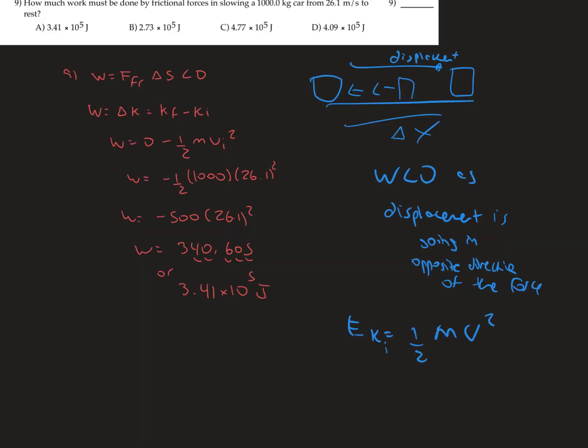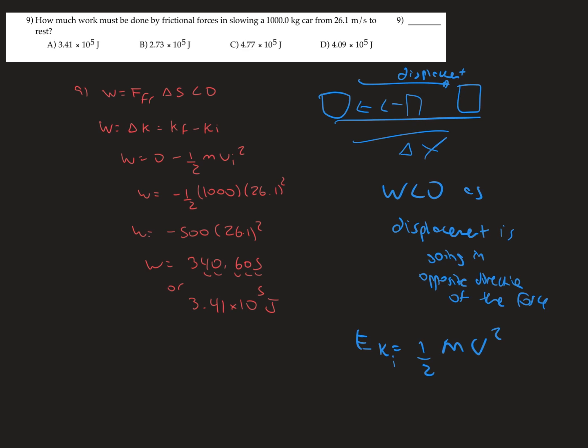In this problem, the force that is going to stop the car and make it be at rest, or velocity equals zero, is going to be in the opposite direction as the displacement. So they're going to be opposite. That means that the work that is being done has to be negative.